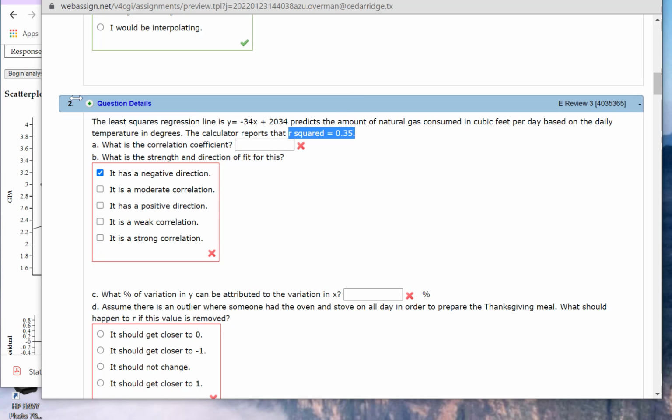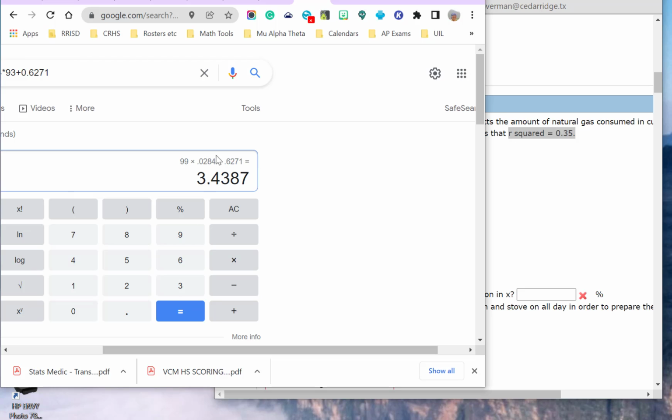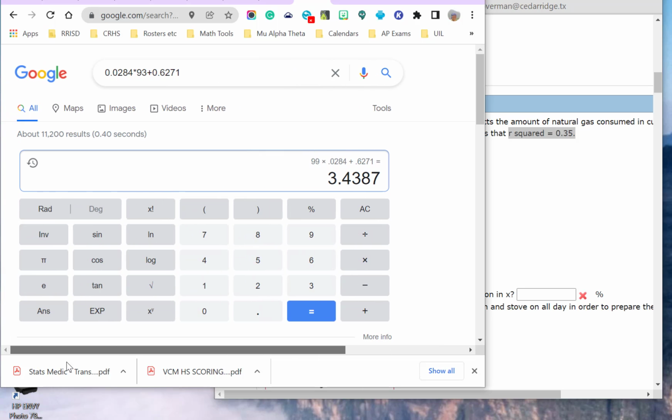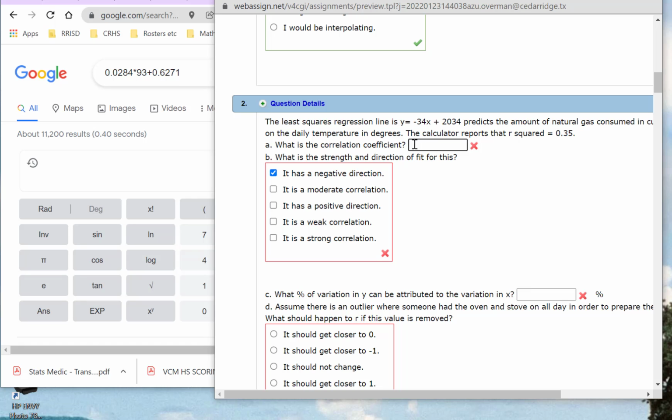All right, so this is a tricky one. I'm going to need a calculator. Let me come back here to my calculator and take the square root of 0.35. Where is square root? There we go. Square root of 0.35, I get 0.592. I'll do 0.59. I'll put that in. Now, if I were to hit submit right now, this would be wrong because the slope is negative and the correlation coefficient must match. It needs to be negative as well. This falls again in the moderate section, so it's a negative direction and moderate correlation.